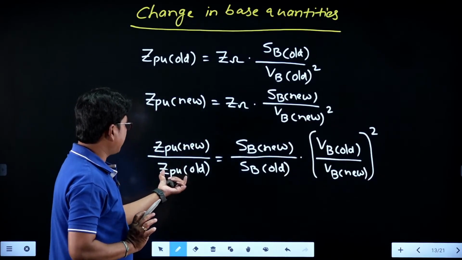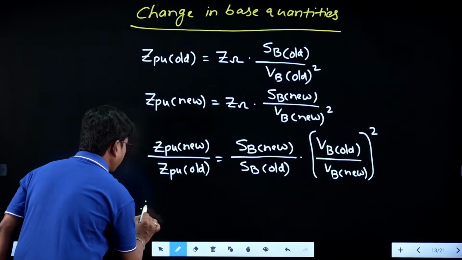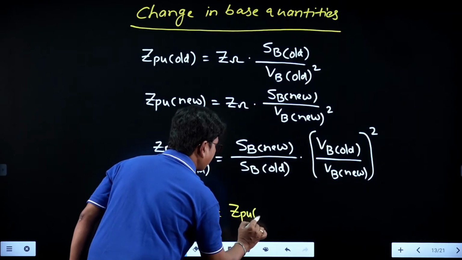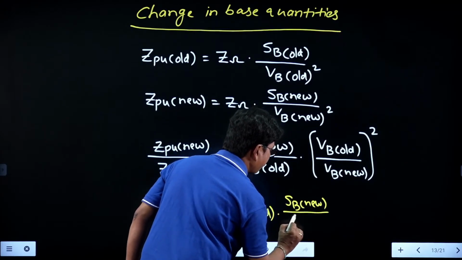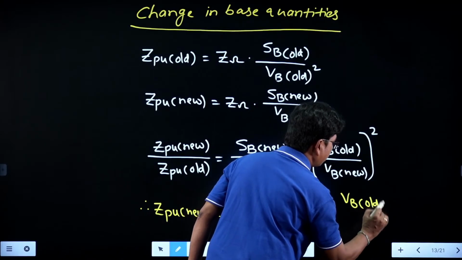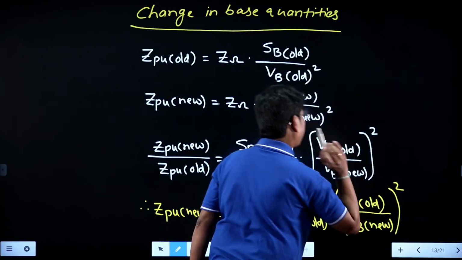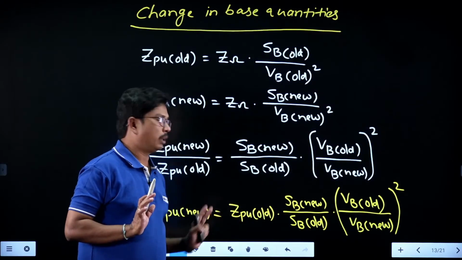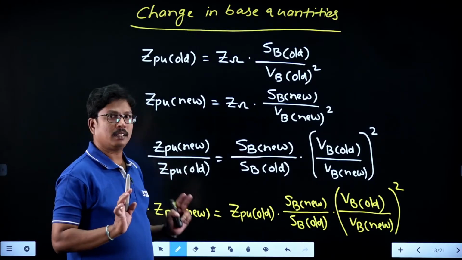And what is the finalized formula? You can send Z per unit old to the right hand side. Therefore, Z per unit new is equivalent to Z per unit old value into S base new value divided by S base old value, into V base old value divided by V base new value whole square. So like that you can calculate the new per unit value on the new and old base quantities, whenever the old per unit quantity is available. Right, students? Now based on this formula, we will solve one problem here.